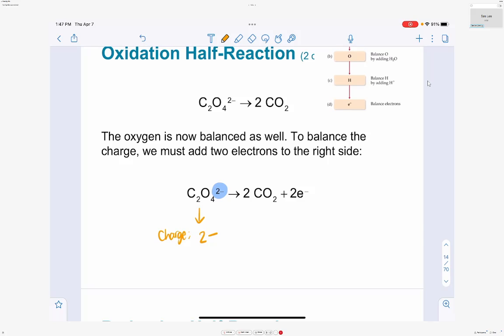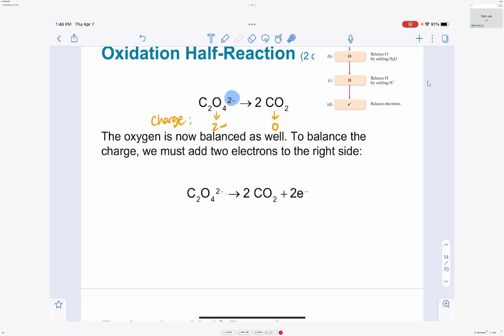Okay, and then the right side has a charge of... let's use this. This is a neutral compound, it doesn't have any charge, so the charge is 0. So since the left side has a charge of 2 minus and the right side has a charge of 0, to balance the charge between left and right side, we need to add 2 electrons to the right side.